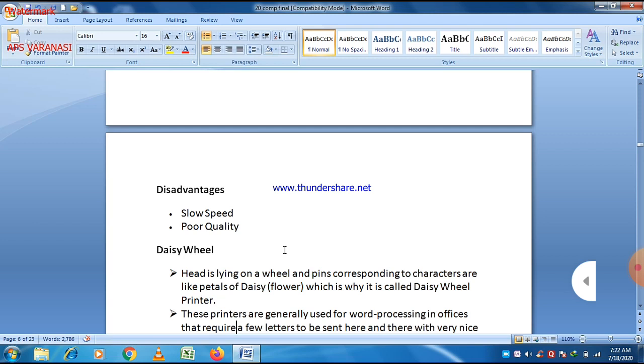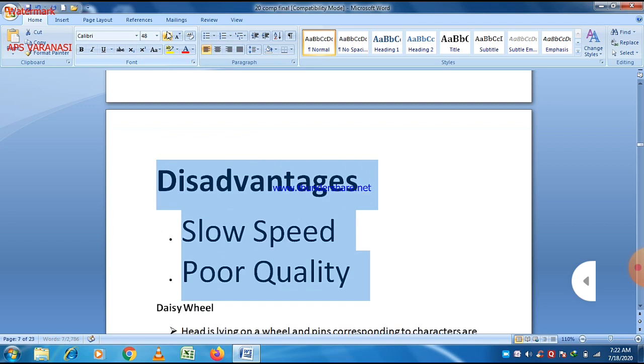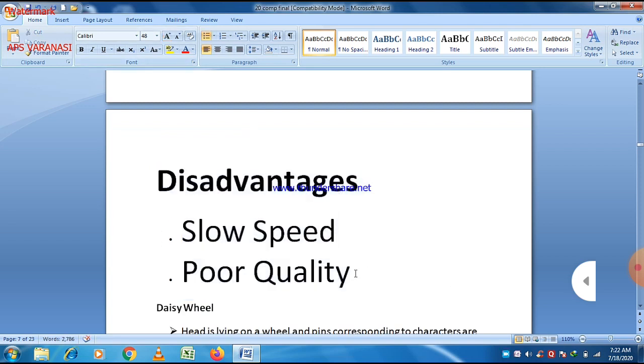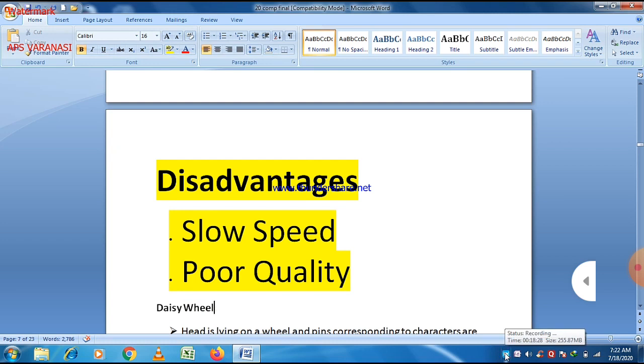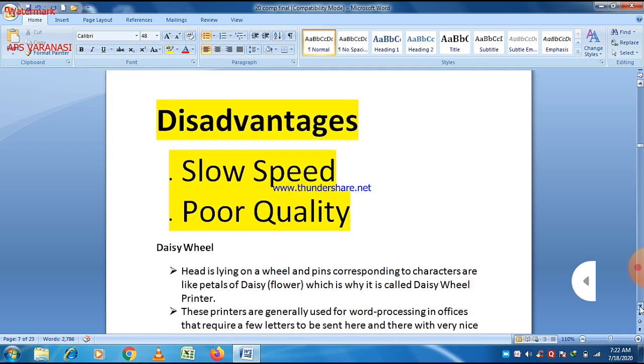Next, the disadvantages: slow speed and poor quality. They have very slow speed and poor picture quality. Even if we write a character or a word, it is not very visible. But because they are very economical, they are popular.